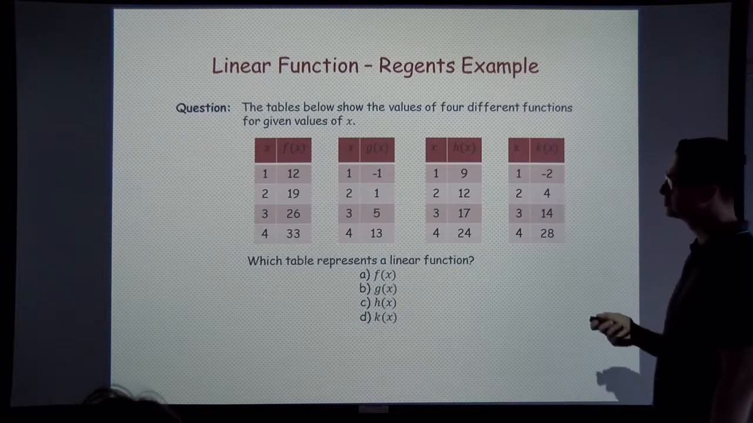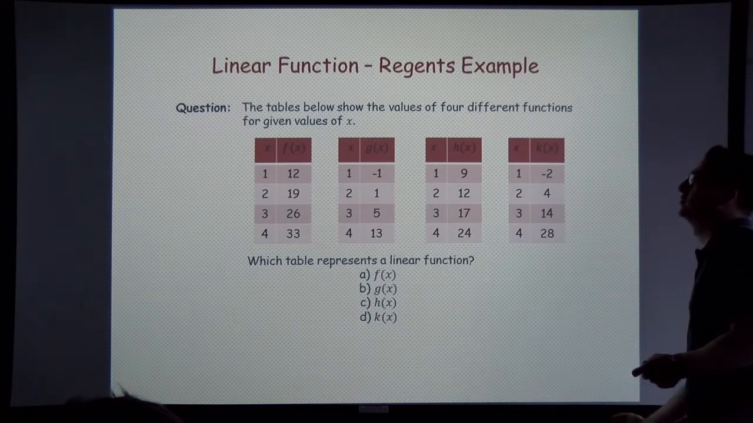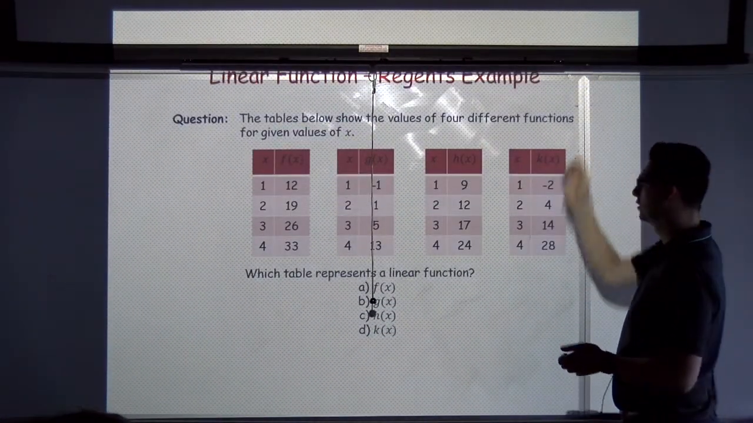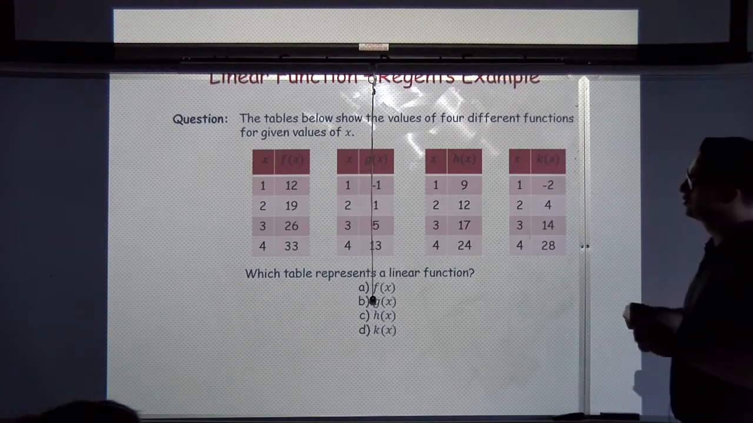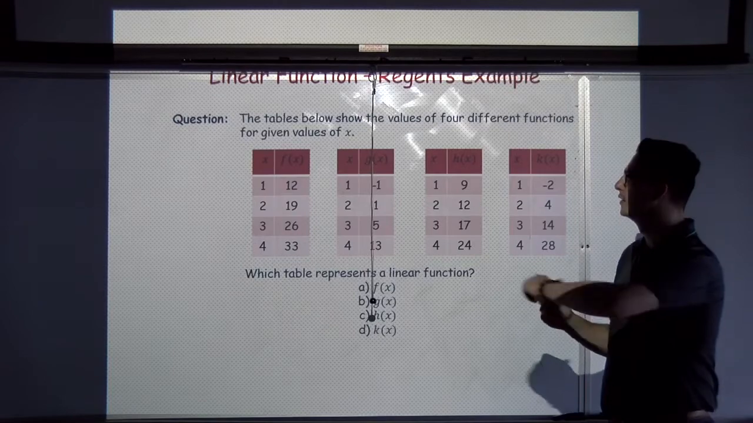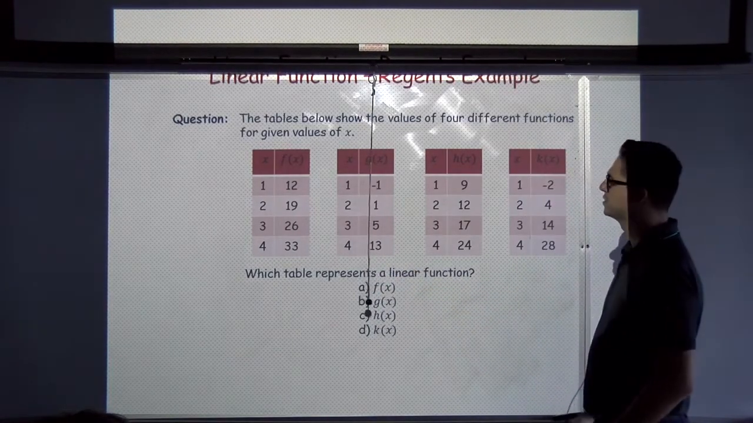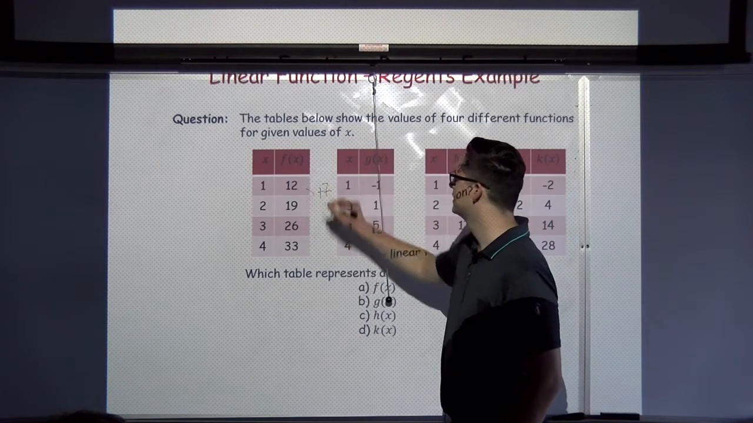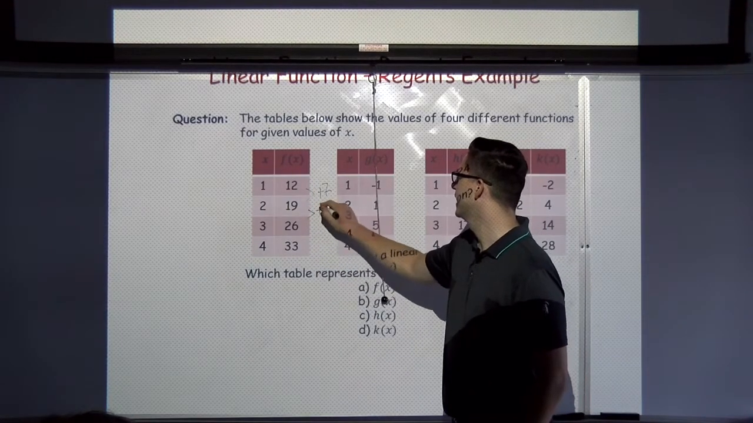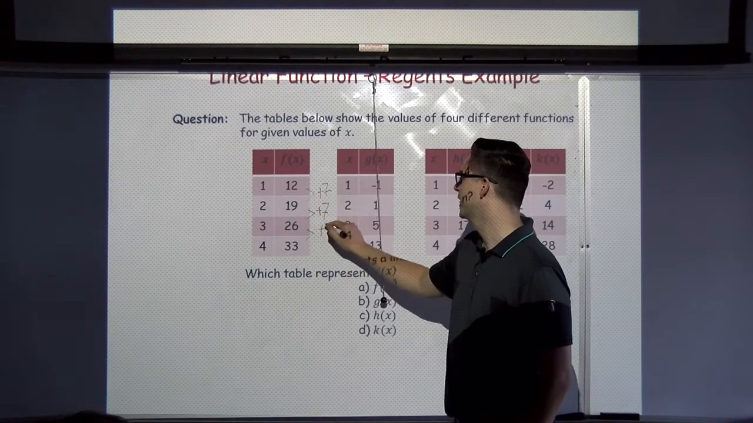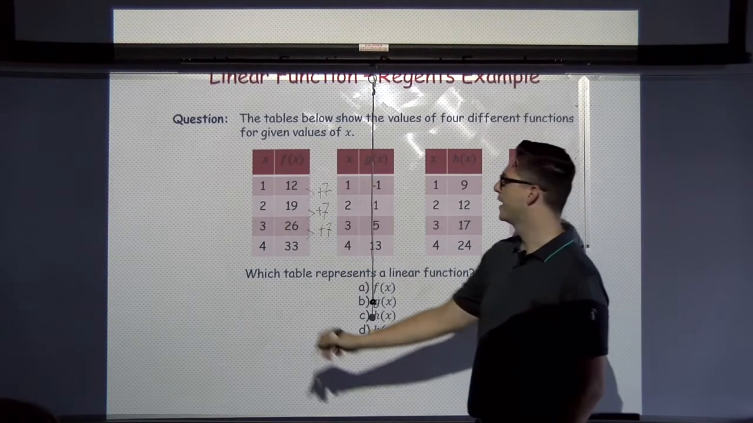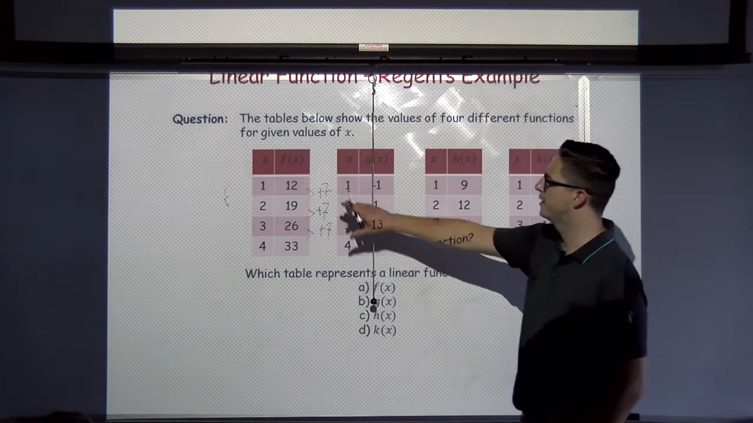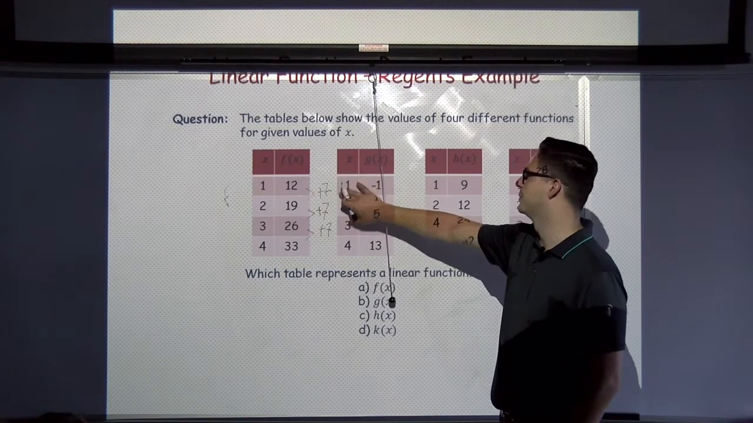So if we're given this example: the table below shows the values of 4 different functions for given values of x. Which table represents a linear function? We're trying to look for a pattern in our y values. Starting from 12 to 19, we add 7. From 19 to 26, we add 7. And from 26 to 33, we add 7. So right off the bat, our first choice is a linear function, because we have a pattern in our y values: they're each increasing by positive 7.